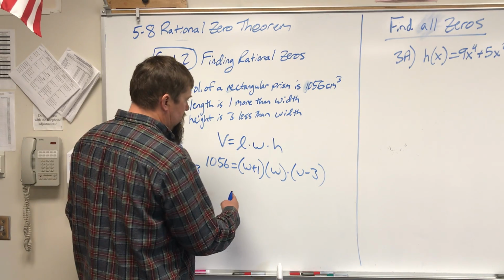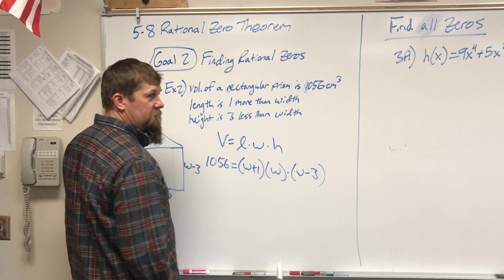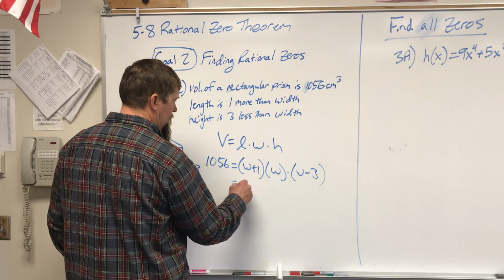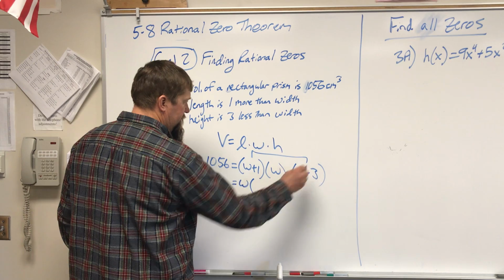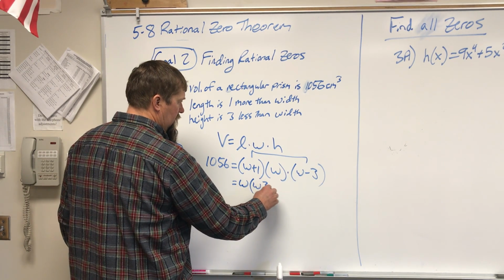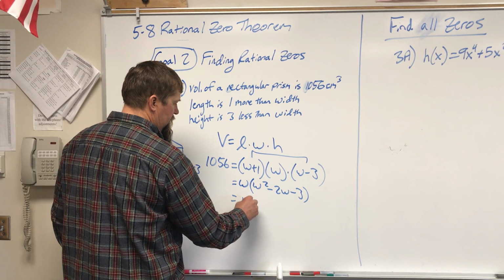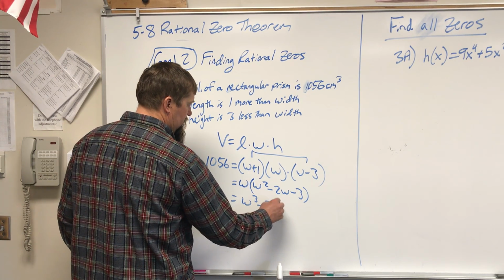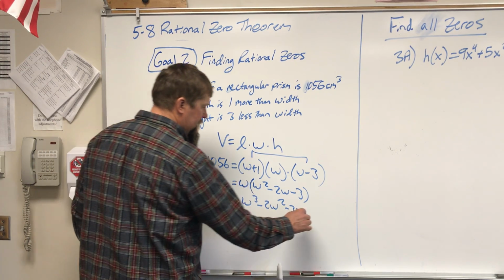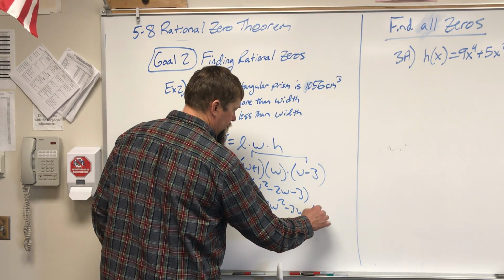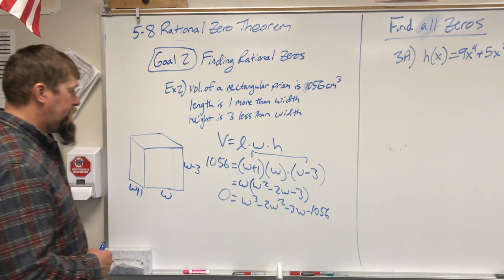Now, to solve this, we need to multiply these together and then subtract 1,056 over. So if I multiply these together, I'm going to multiply these first, I get W squared minus 2W minus 3, so that's W cubed minus 2W squared minus 3W, and then I'm going to subtract 1,056 over, so we're looking at this equation right there.